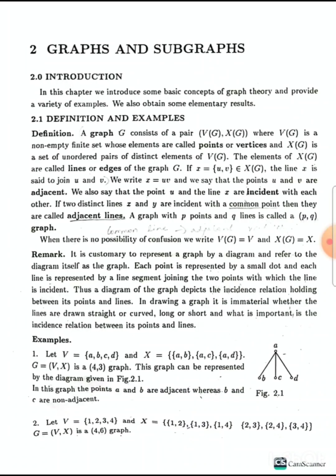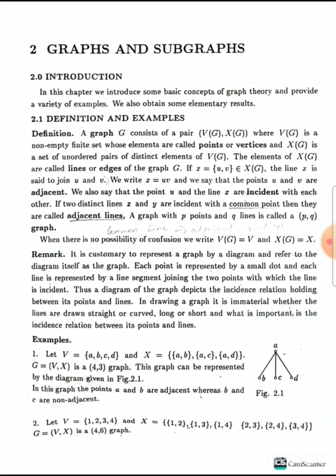And the examples. Let V be the set of A, B, C, D. A, B, C, D are vertices and the edges are AB, AC and AD. So there are three edges which are contained in X. The graph G equals V comma X, which means 4 vertices and 3 edges, that is a (4, 3) graph. And this graph is given in this figure, denoting the vertex names, and AB is one edge, AC is another edge and AD is also another edge. And this graph can be represented by the diagram given here.